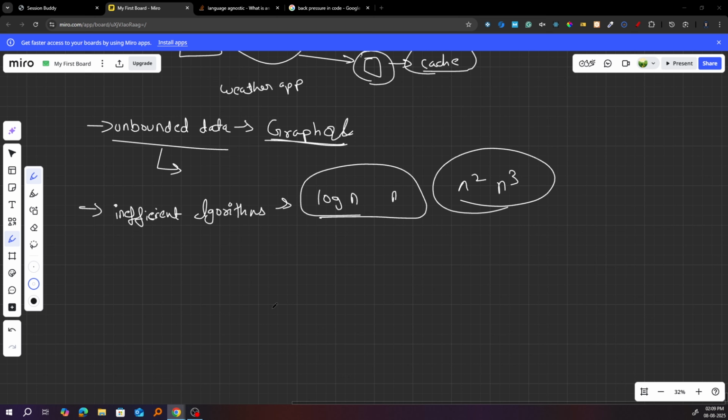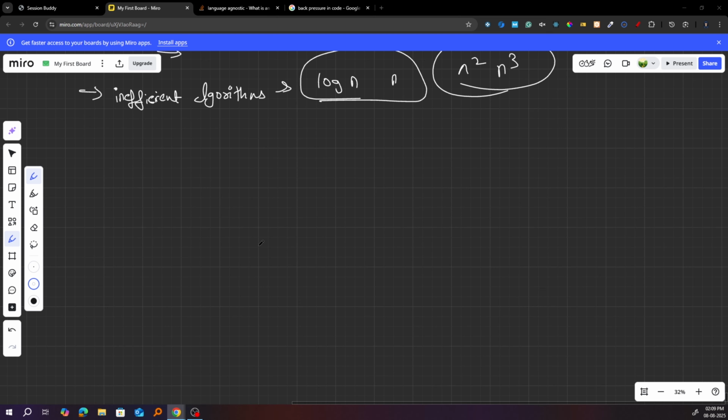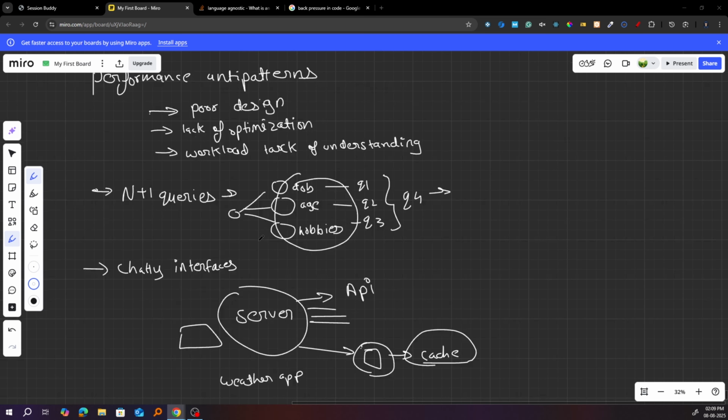Now let's learn about improper instantiation. In performance anti-patterns, we have learned what a performance anti-pattern is and what the causes are: poor design, lack of optimization, and lack of understanding of the workload. What are the examples of it?